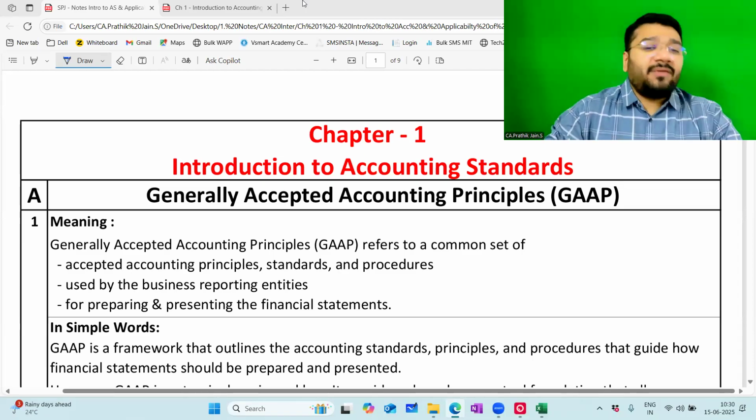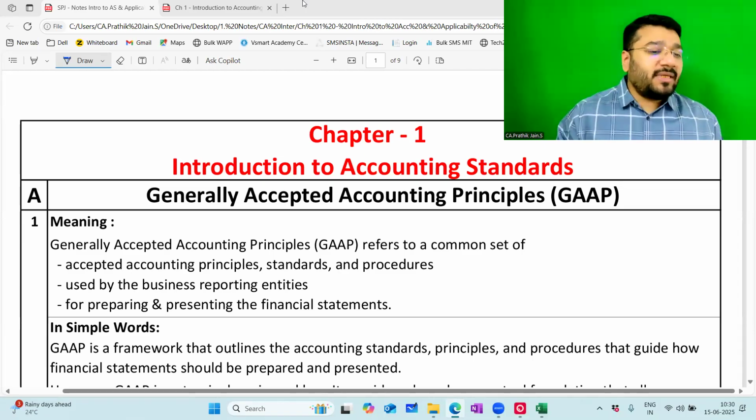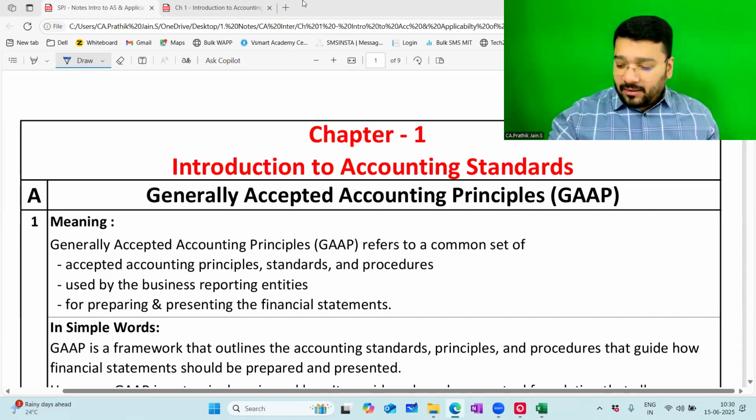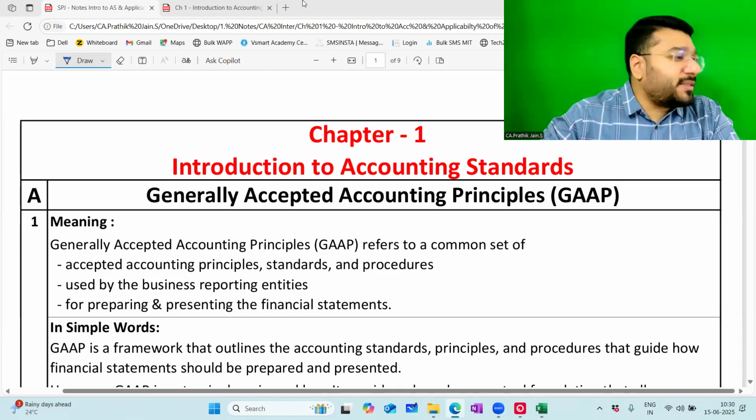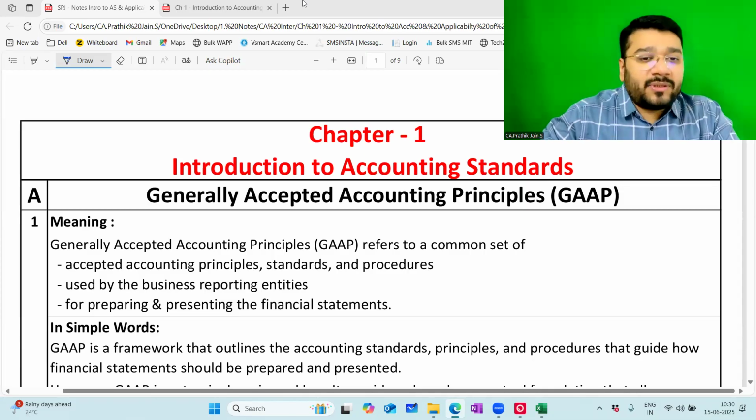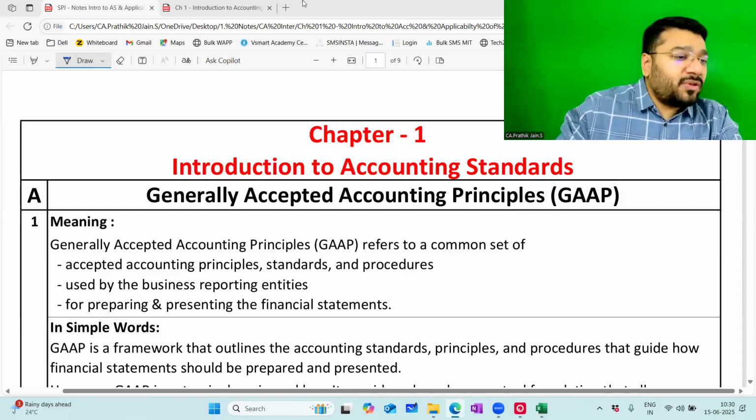So, guys, we started with a brand new topic in the last class, which was Introduction to Accounting Standards. In this topic, the only one topic which is yet to be discussed is Ind AS. But before we head forward, I would like to do a quick recap of what we studied in the last class. Last class, we understood the meaning of GAAP.